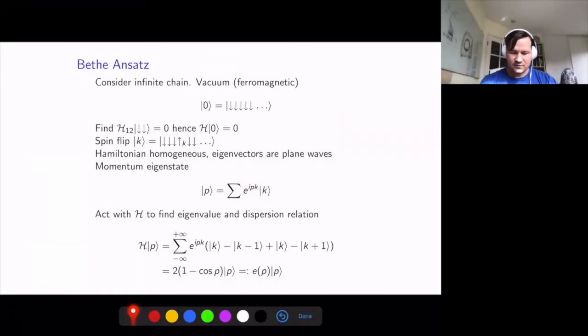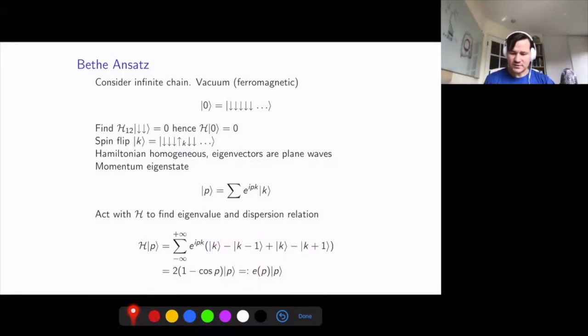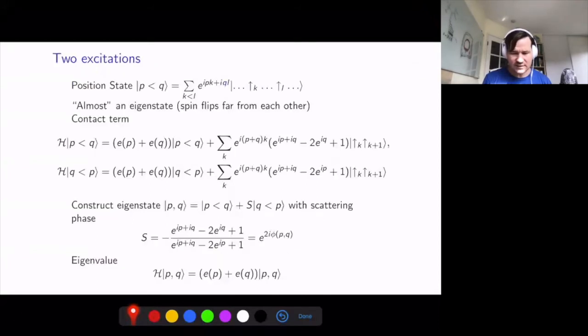Okay, and then if you act on this state |p⟩ with the Hamiltonian that I showed you in the previous slide, you can see that every contribution will be trivial except the one which borders with the flip. We have 4 terms which are non-trivial, which you can, after shifts, because it's an infinite state, package into 1 minus cosine p. So that's the first level, and now we need to see what happens when I have 2 excitations.